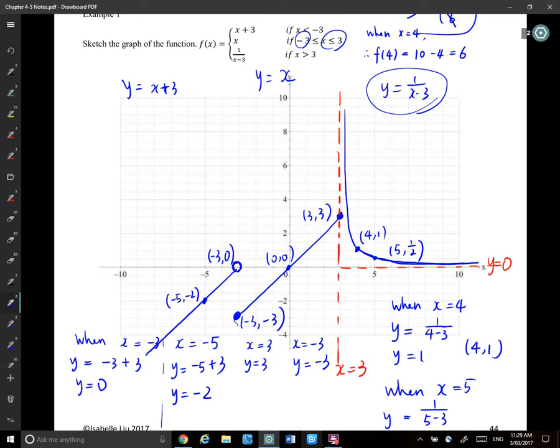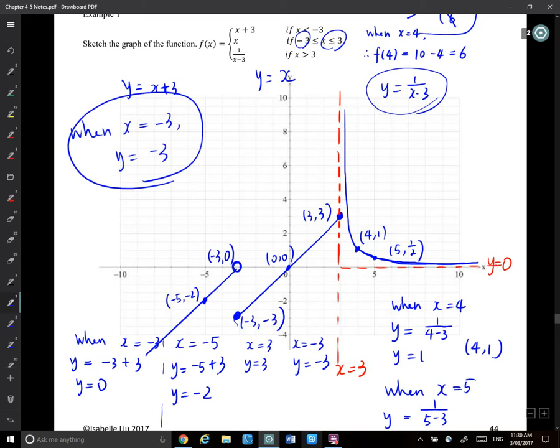And be aware of that. The -3, 0 is an open circle, but -3 is the closed circle. And 3, 3 is the closed circle. So my question is, when x equals -3, what is the y value? 0 or negative 3? When x equals negative 3, what is the y value? That's my question. Negative 3. Do not take the 0, so it's negative 3.